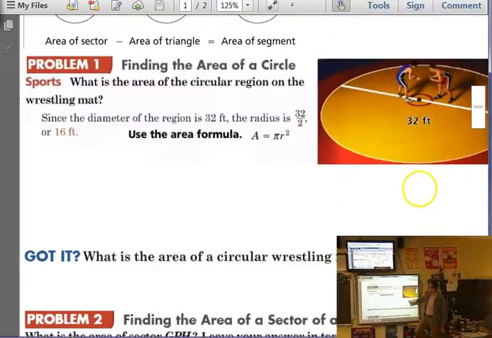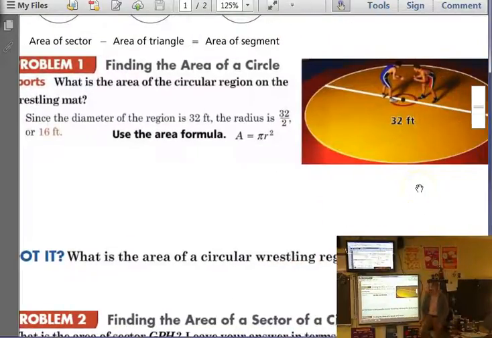So let's first start right here with an easy one. The diameter of a standard wrestling mat is 32 feet. So the radius of it is 16 feet. All right, well, that's pretty straightforward. What is the area of the entire circular region? Yes, I know. This is very basic to start.